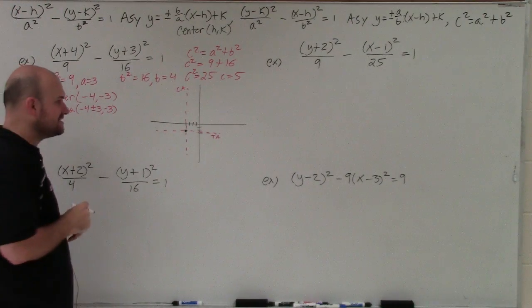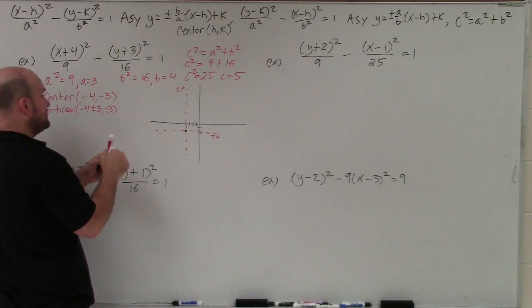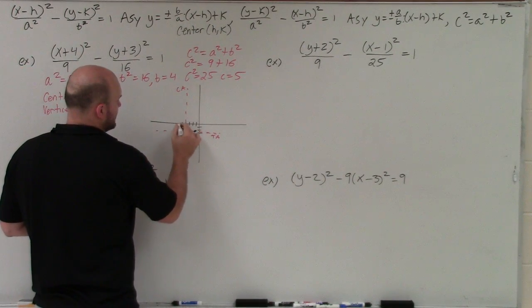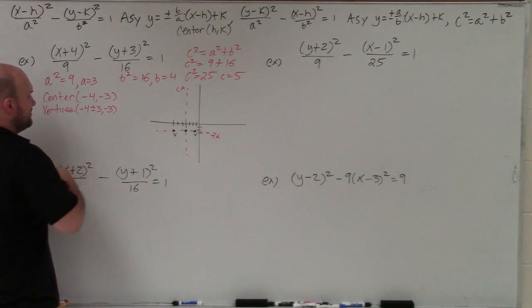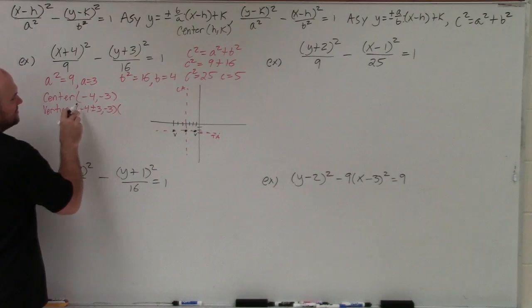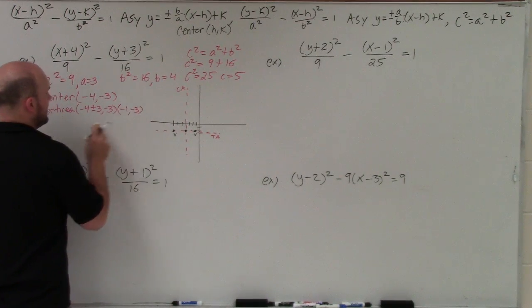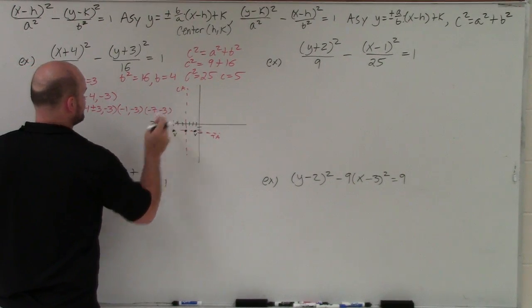Now, I'll simplify this in a second. But basically, we're taking from negative 4, we're going to go to the left 3 and to the right 3. So 1, 2, 3, and 1, 2, 3. So those are my two vertices. Now, you could easily simplify that as negative 4 plus 3, which is negative 1 comma negative 3, and negative 4 minus 3, which is negative 7 comma negative 3.